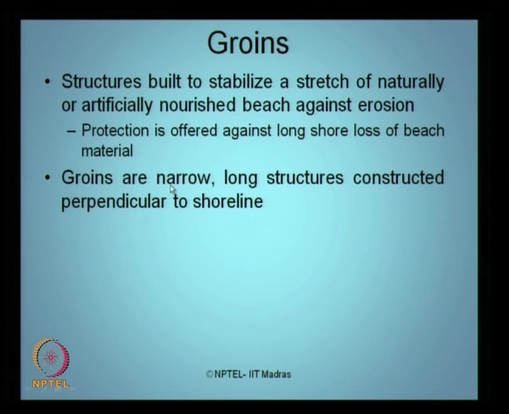Groins are a narrow type of structure which are essentially longer in size and constructed perpendicular to the shoreline. That is a very important aspect of the geometry here. So far you have seen different kinds of coastal structures, starting from dikes, sea walls, revetments, bulkheads. They are all constructed parallel to the shore along the shoreline, whereas groins are narrow long structures which are constructed essentially perpendicular to the shoreline.